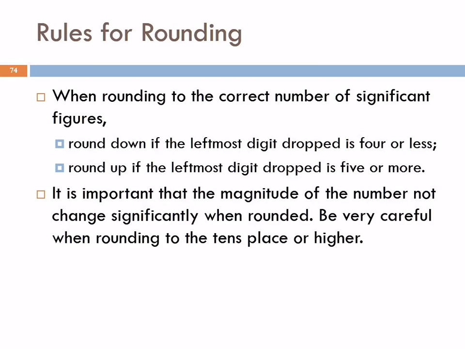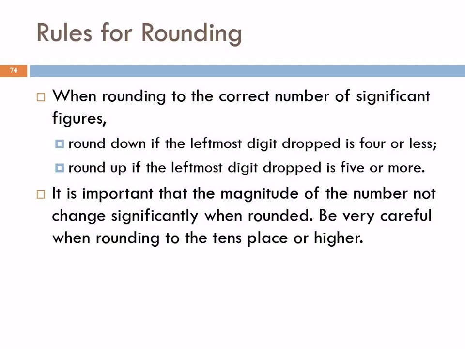Rounding. We've been doing it, but this is the rules. When you're rounding, if that digit that you're dropping is 4 or less, you round down. If it's 5 or more, you round up. Really important that the magnitude of the number not change significantly when you're rounding it.